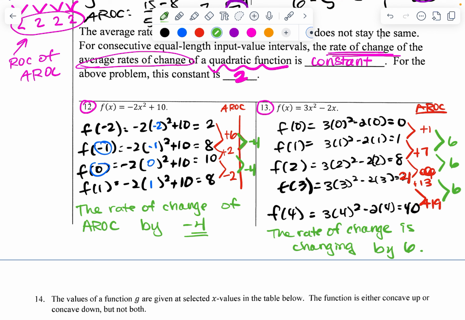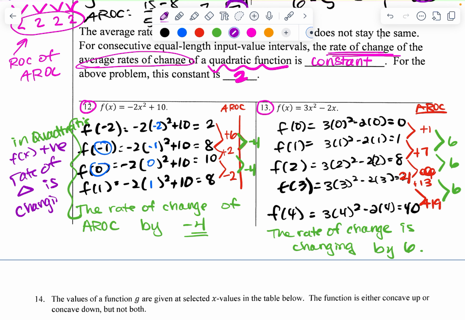So what do we say about all of this? Let's put this main idea here. In a quadratic function, the rate of change is changing by a constant value. That constant value is any number that it changes by, but it is a constant and it is changing. All right, let's turn the page.